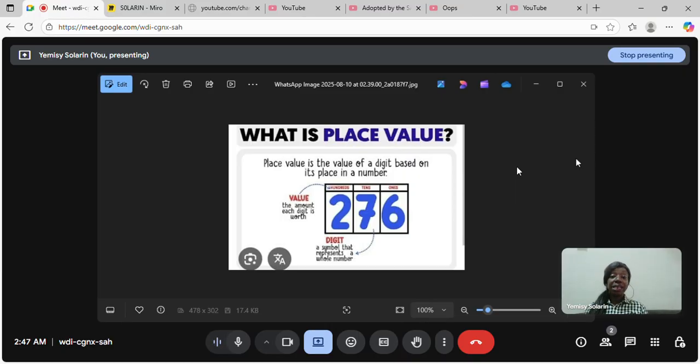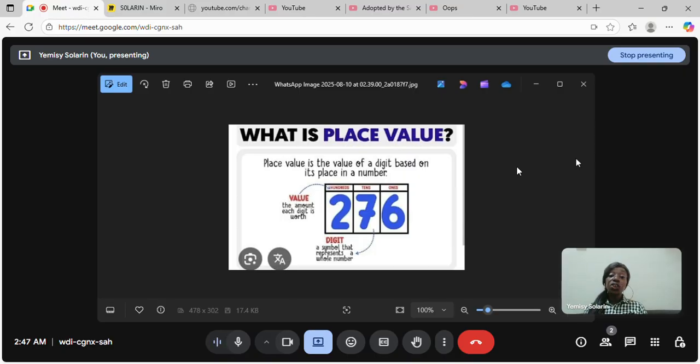The meaning of place. Place means the spot or the position of a digit. Value means the worth of a digit, while digit means part of a number. If you look at your screen properly, you can see we have a number there. The number is 276. This number has 3 digits. It has 3 parts. And the digits are 2, 7, and 6.